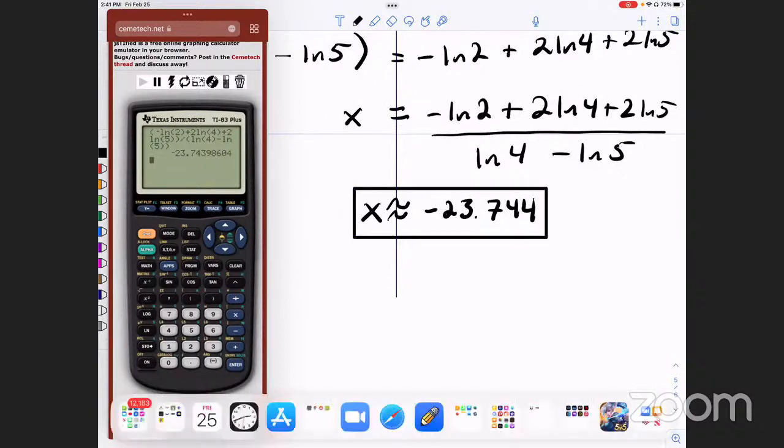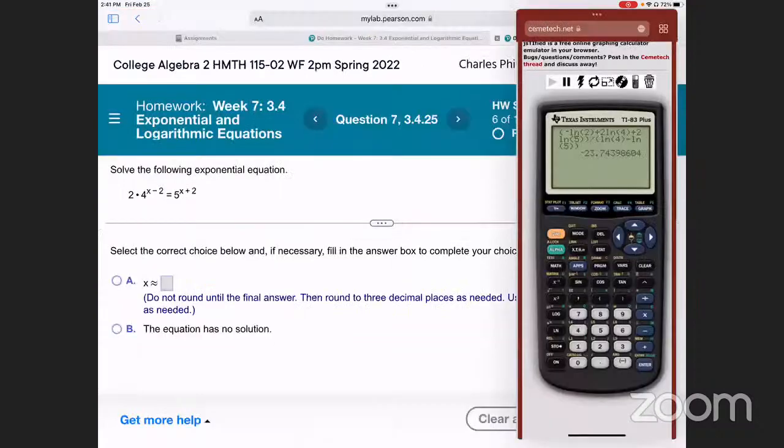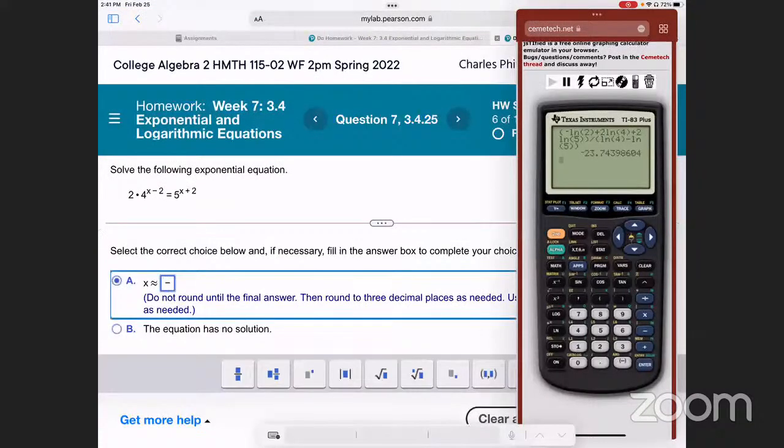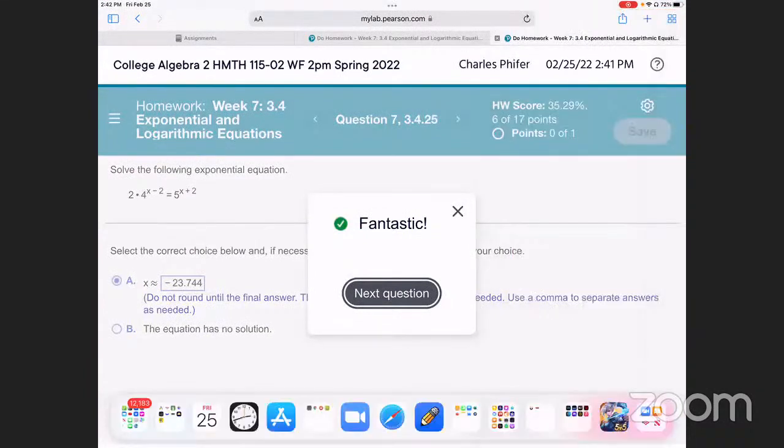Okay. Right here. We got a negative 23. Let me think about this. Yeah, let's just go with it. We're going to see. So 0.744. Okay. All right.